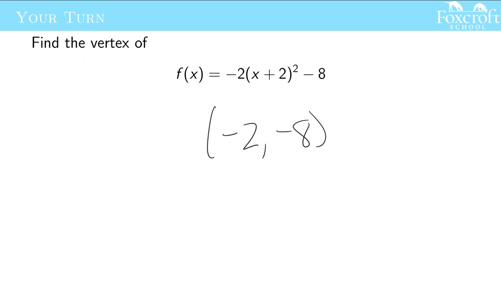Again, for the x value, it's the opposite of the sign you see. So that positive tells me it's -2 for my x value. But for the y value, it's exactly what you see. So -8 is that. One weird thing to remember is that your x value is going to be different. Your y value is the same.